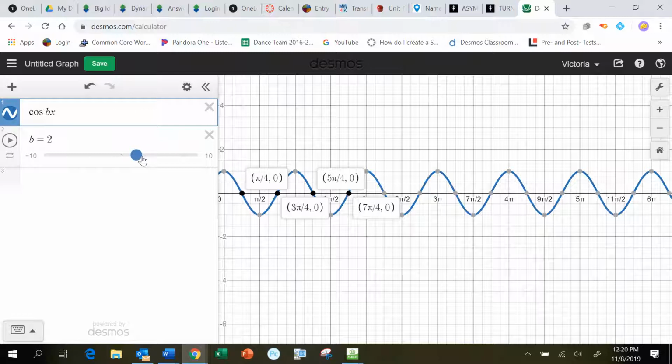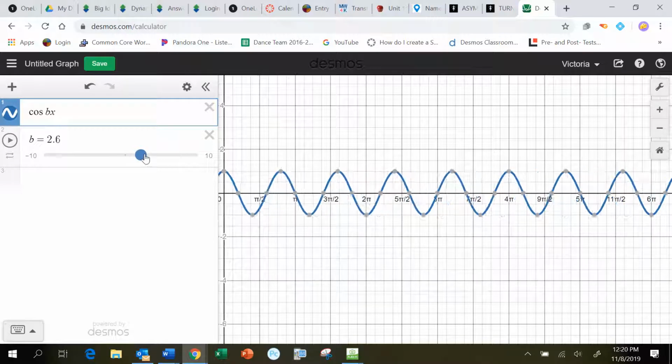What do you think is going to happen if I go to b equals 3? How many cycles do you think there are going to be? Intuition, throw out a number. 6? If b is 3, if I have cosine 3x. This is cosine 2x, where I have 2 full cycles. What do you think cosine 3x is going to give us? 3 or 6? That's what I'm hearing the most of. And I hear a few other randoms.